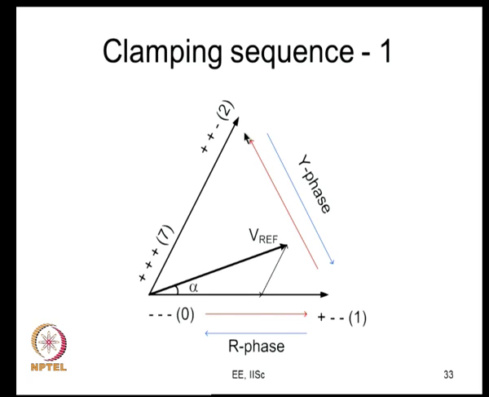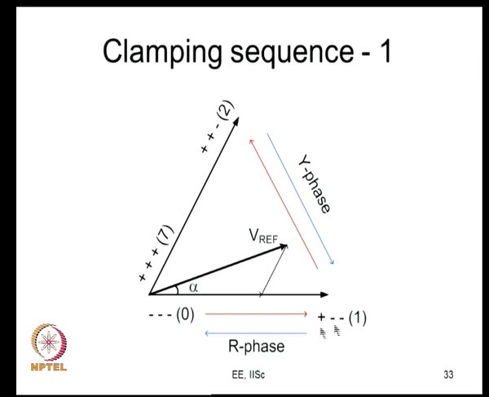Your subcycle is over. Next subcycle, what do you do? Stay here for T2 seconds, then switch your Y phase, come to active vector 1, stay here for T1 seconds, and then you switch your R phase and return back to minus minus minus. So, what happens here is B phase is never switched and it is clamped.